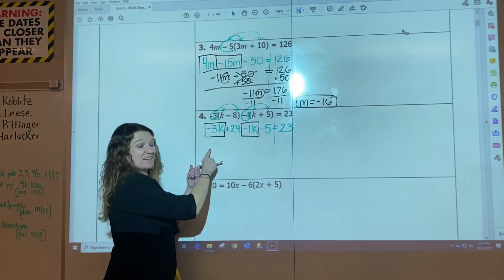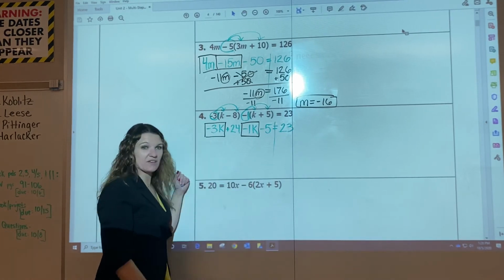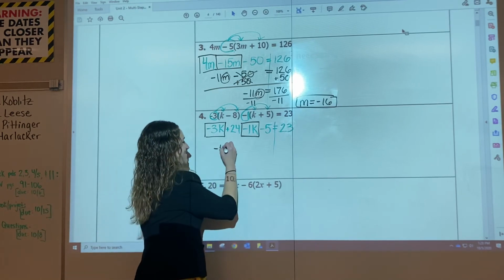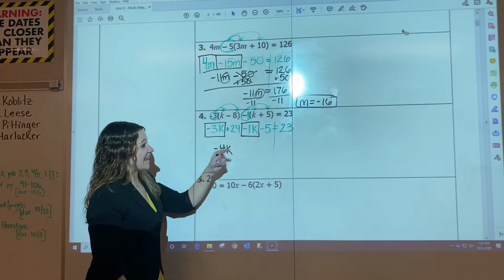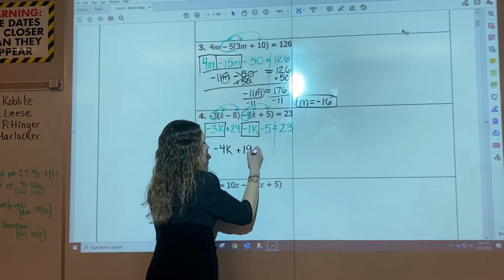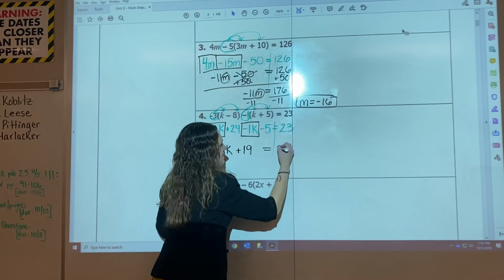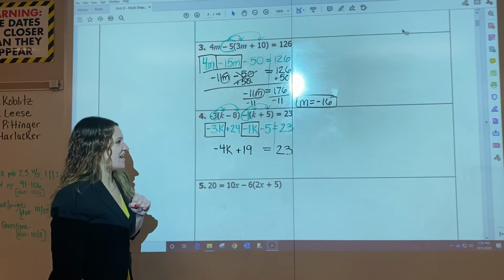Absolutely. So we have -3k minus 1k. You borrowed $3, you borrow another dollar, you owe me $4. -4k. Over here, +24, -5. If I put those two together, I'm going to get a +19. Bring down my equal sign and bring down my 23. All right, we're getting there now.